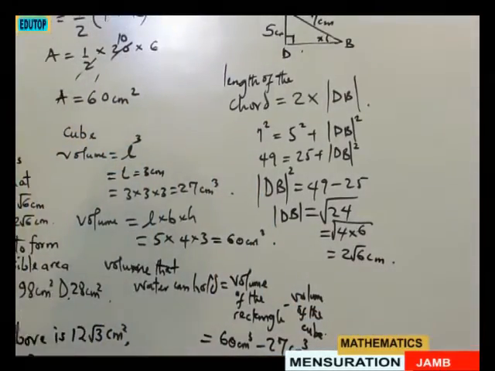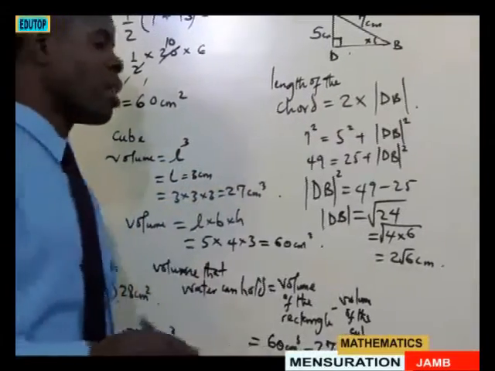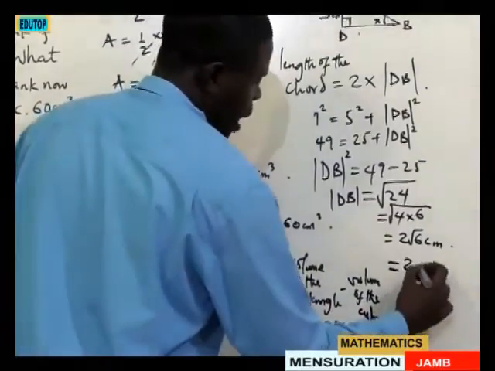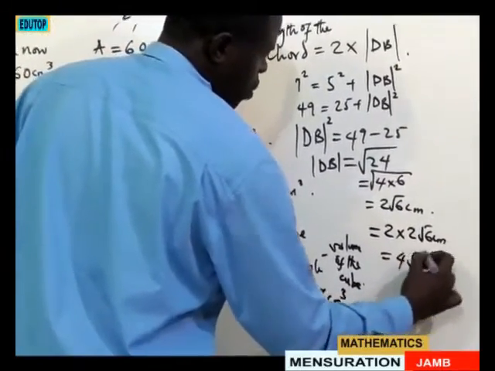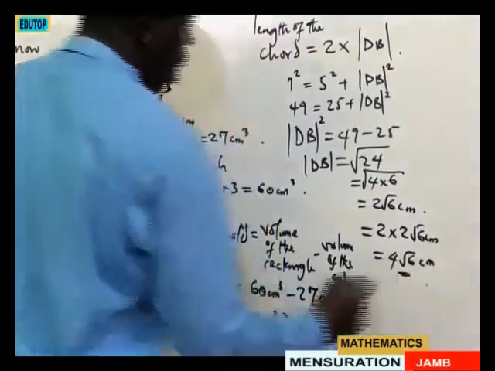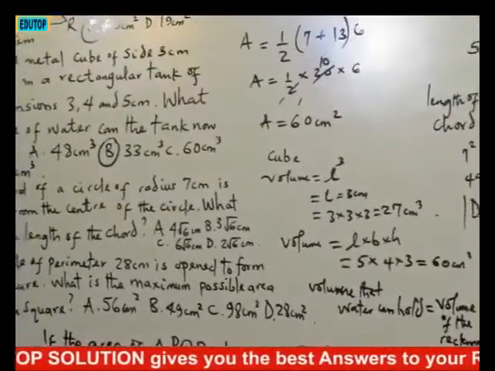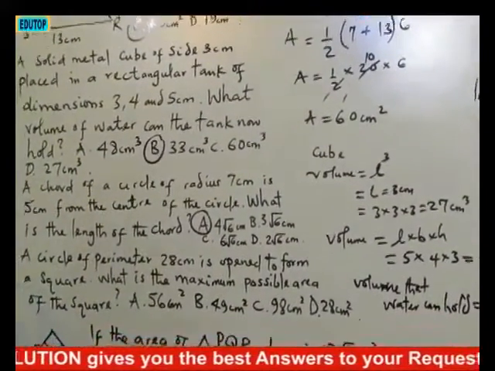And I said initially that the length of the chord is 2 times the length of dB. So that means the length of the chord will be 2 times 2 root 6 centimeter, and that will give us 4 root 6 centimeter. So we go to our options and pick the one that suits that. So here it will be option A. That's 4 root 6 centimeter.